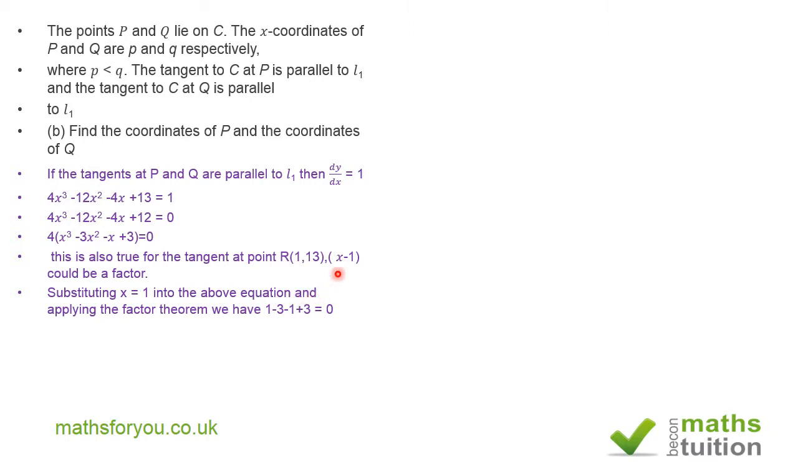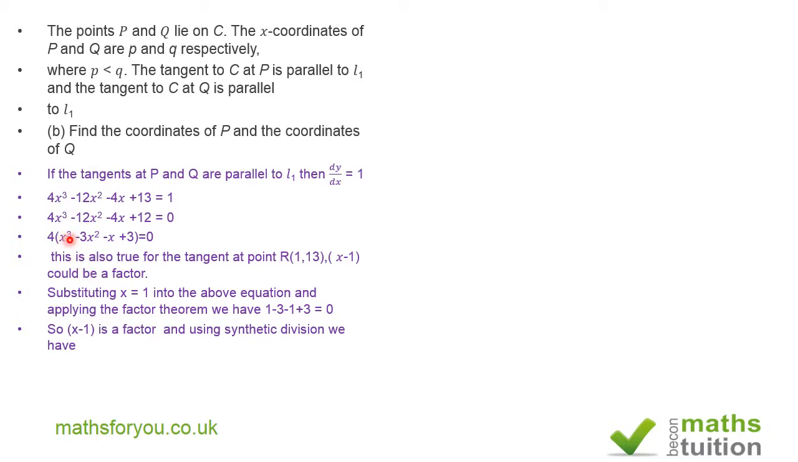Now, to check if you're right, if x minus 1 is a factor, then x is equal to 1. And if you then substitute 1 into the derivative we've got there, so now we end up with 1 minus 3 minus 1 plus 3. That gives us 0. So by the factor theorem, x minus 1 must be a factor.